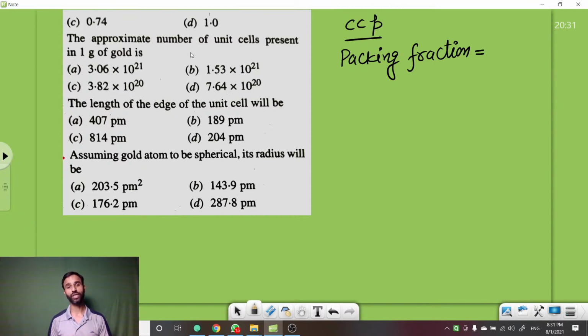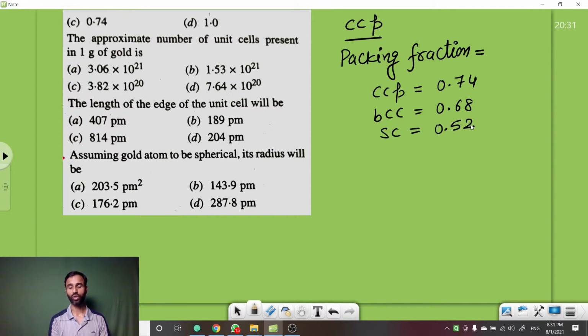So the packing fraction for CCP is 0.74. For BCC, it is 0.68. And for simple cubic, it is 0.52. That means, because it is CCP, answer C is correct. Right? Next question: approximate number of unit cells present in 1 gram of gold. See, the atomic mass of gold is given to you.